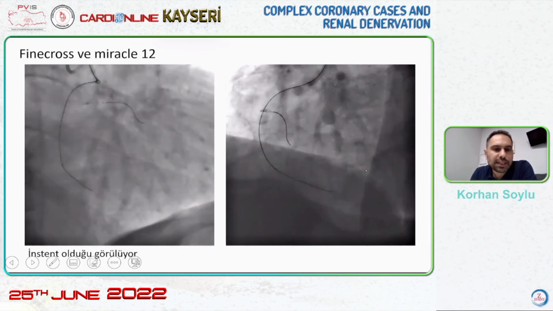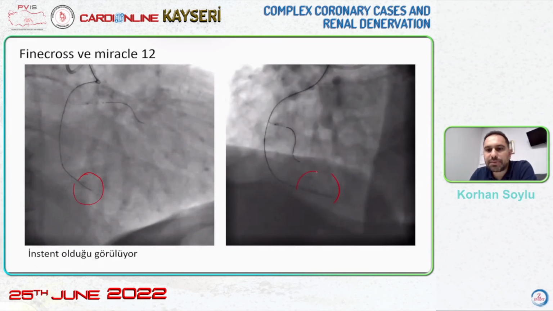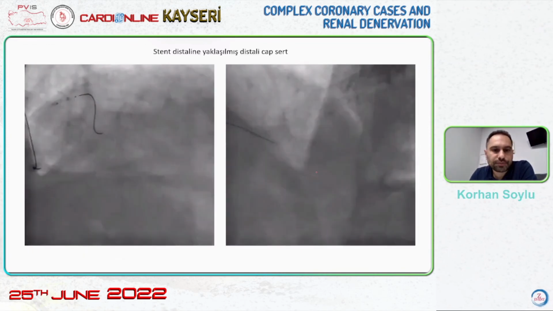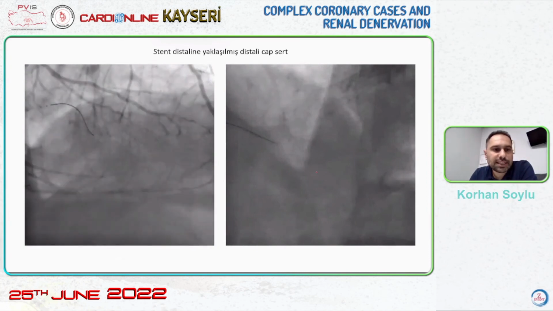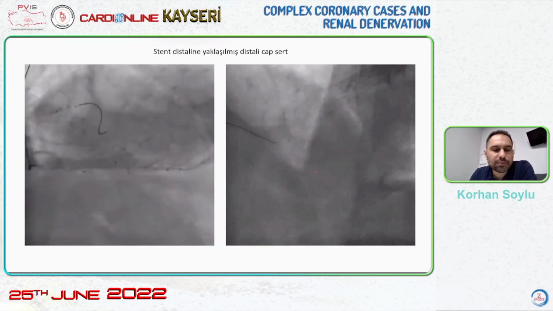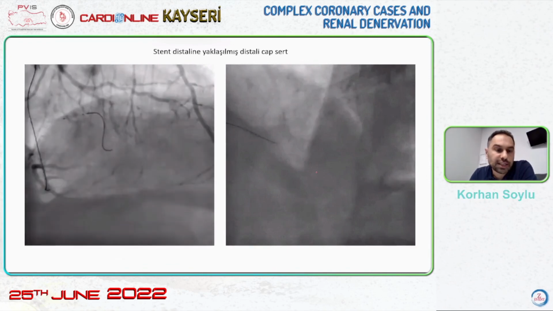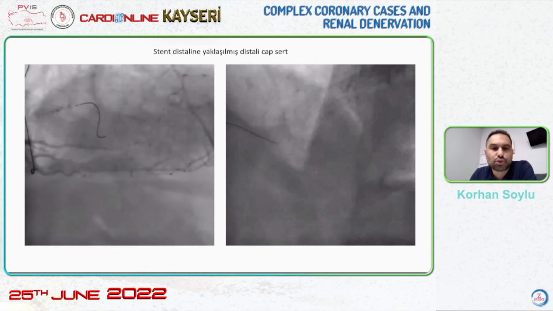And then when we reposition our wire, it is directed to a more correct location on the right oblique projection. The wire is in the stent. When we approach the distal of the stent, it becomes difficult to pass the distal cap.